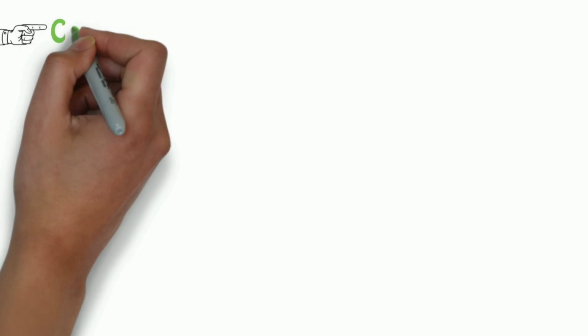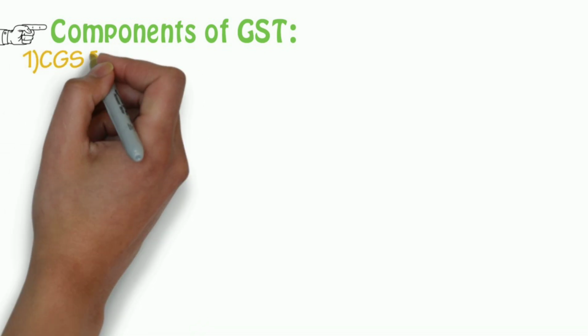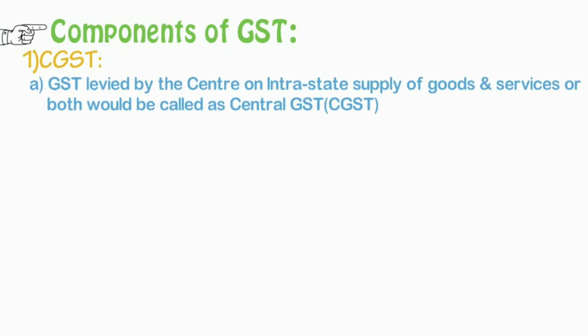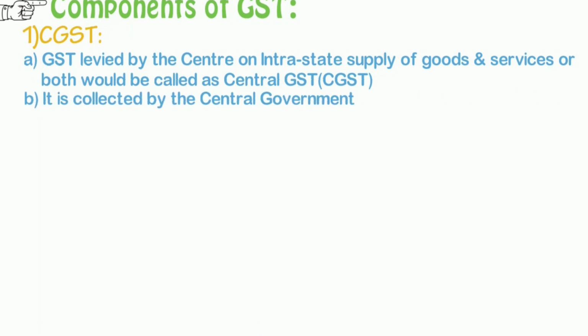Then we move on to the components of GST. As we had earlier discussed, there were 4 components, that is central goods and service tax, then state goods and service tax, then union territory goods and service tax, and then integrated goods and service tax. So now let's first start with the central goods and service tax. GST levied by the central government on intra-state supply of goods and services or both would be called central GST, and obviously it would be collected by the central government.